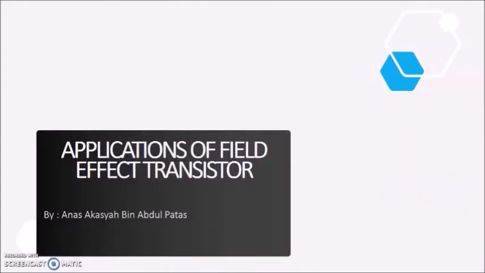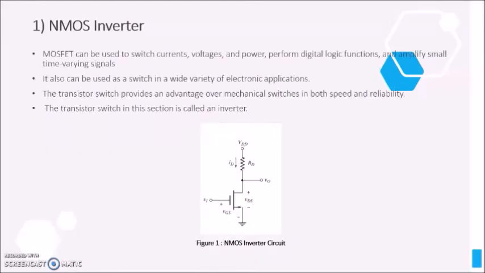Then, let us see the applications of the field effect transistor. First is the NMOS inverter. The MOSFET can be used to switch currents, voltages, and power, perform digital logic functions, and amplify small time-varying signals. It can also be used as a switch in a wide variety of electronic applications. The transistor switch provides an advantage over mechanical switches in both speed and reliability. The transistor switch in this section is called an inverter.